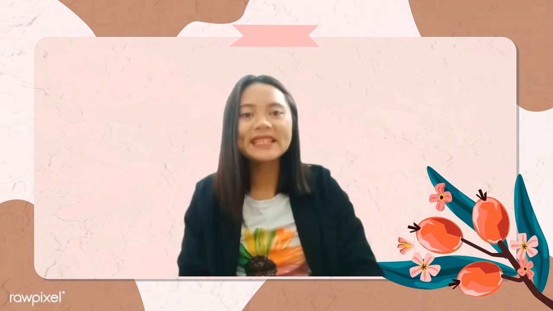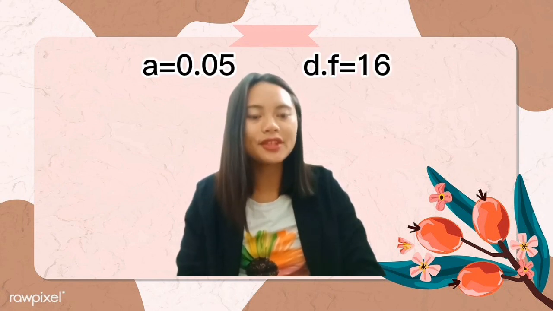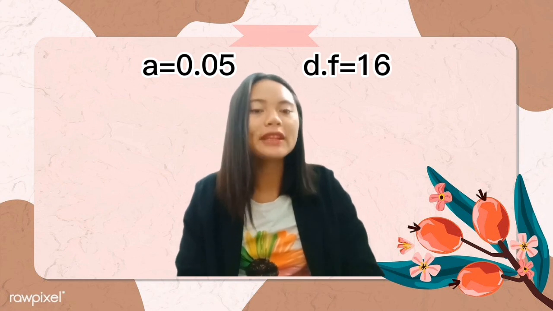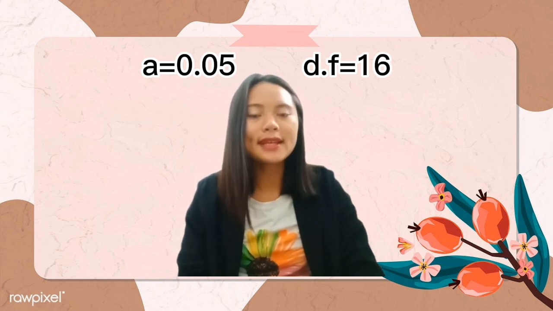The critical values for the t-test are given in Table F in Appendix C. For a one-tailed test, find the significance level by looking at the top row of the table and finding the appropriate column. Find the degrees of freedom by looking down the left column. So let's have an example. Find the critical t-value for alpha 0.05 with 16 degrees of freedom for a right-tailed t-test.